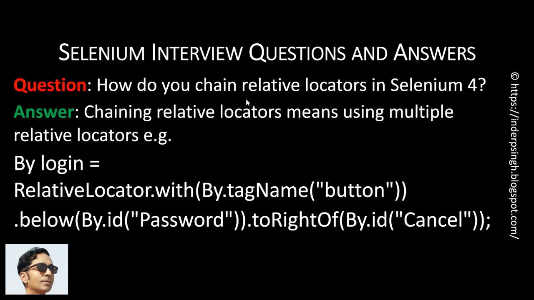How do you chain relative locators in Selenium 4? Chaining relative locators means using multiple relative locators. So for example, we can say that login locator is relative locator and its tag name is button. So it's a login button, and it is below another web element whose ID is password, and to the right of another web element whose ID is cancel.